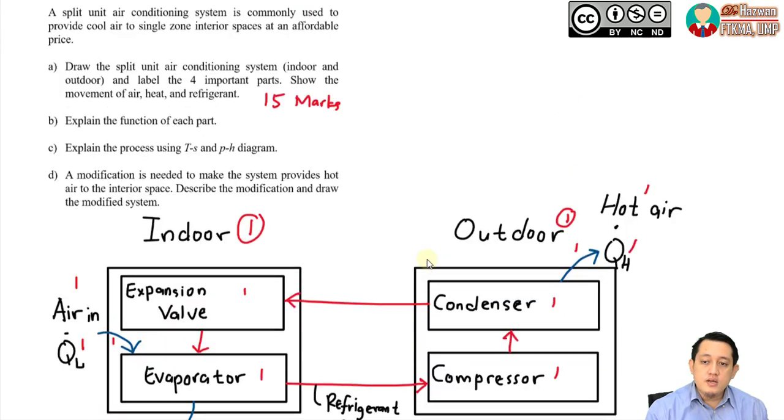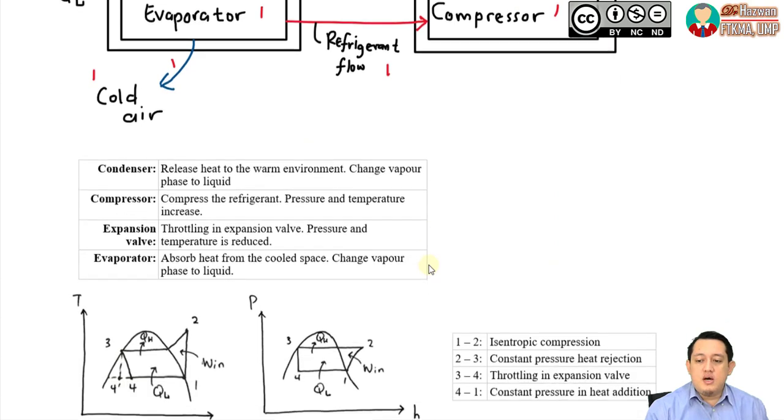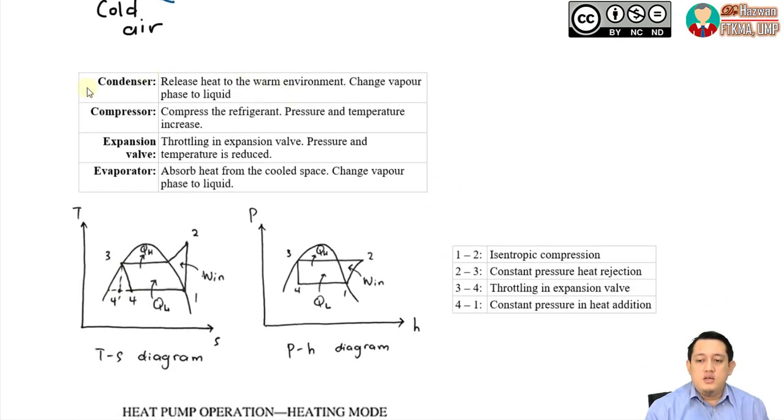So B, explain the function of each part. For this question, the total mark is 2 marks. What is this 2 marks? Each of these, condenser, compressor, expansion valve and evaporator, is 0.5 marks each. Most of you got this correct, very nice. So the total is 2 marks.